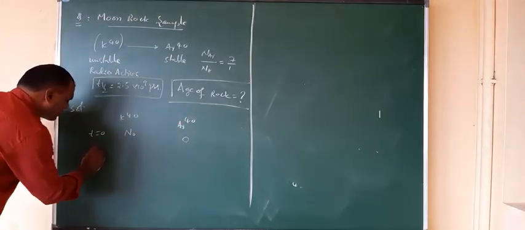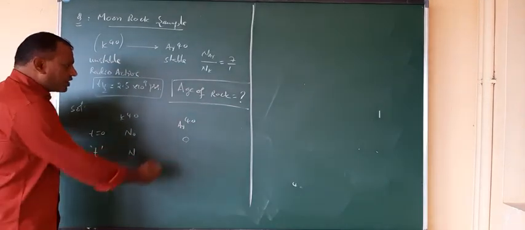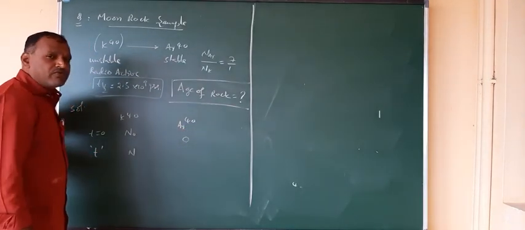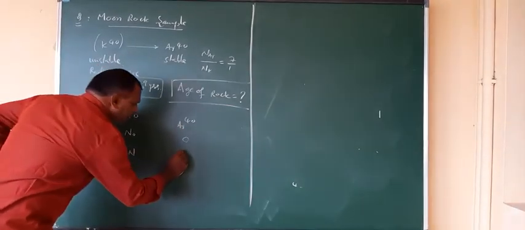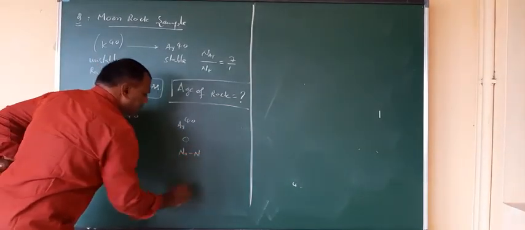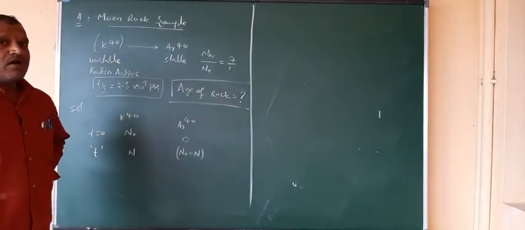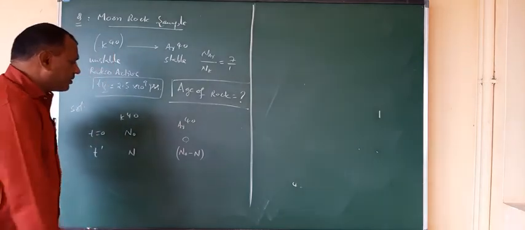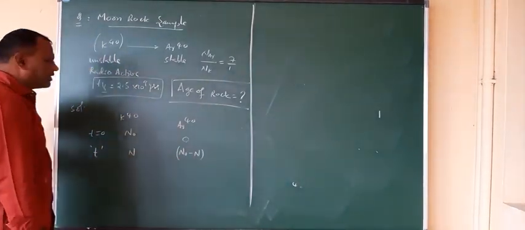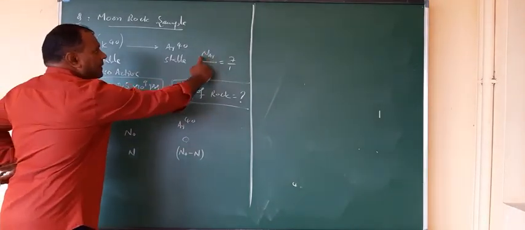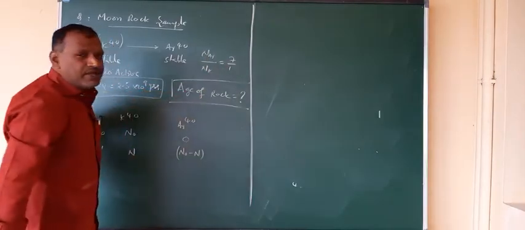Now after some time interval t, the potassium becomes N. And what about the number of argon nuclei? It will be the remaining amount, that is N0 minus N. The number of argon atoms formed after a time interval t is given by N0 minus N. Now, this ratio is given here: the number of stable to the number of unstable is 7/1.